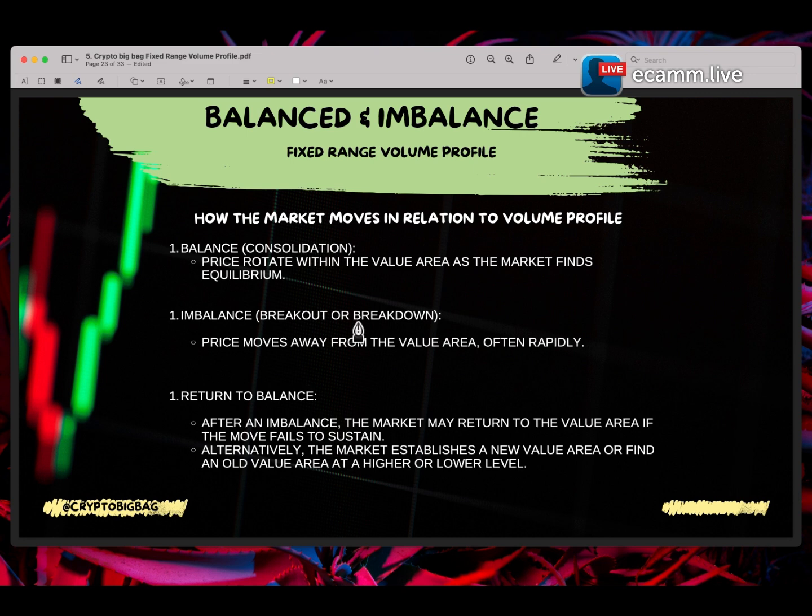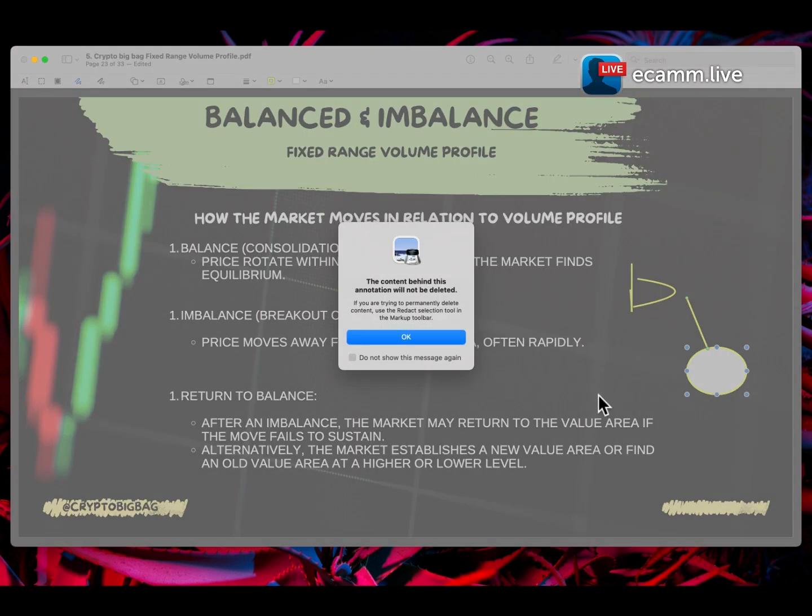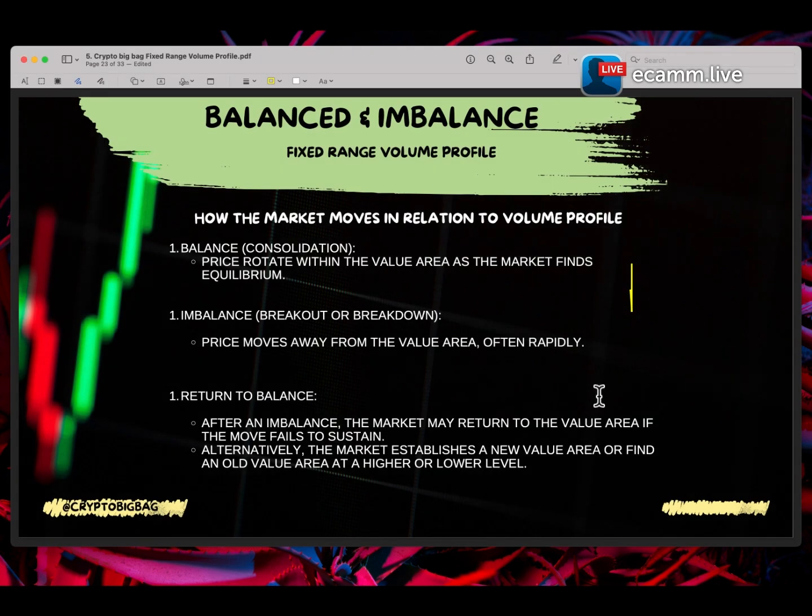Imbalance means breakout or breakdown. Price moves away from the value area, often rapidly. And sometimes price returns to balance after. Let's say there's a D-shaped profile like this, with value high and value low, and then price breaks out. Price is going to seek balance from the previous profile, the previous week, previous month, previous range. That's basically what price does.